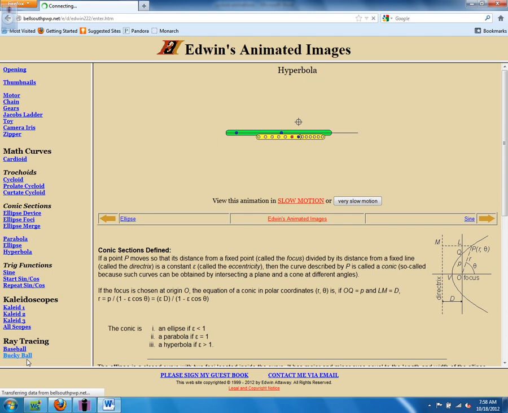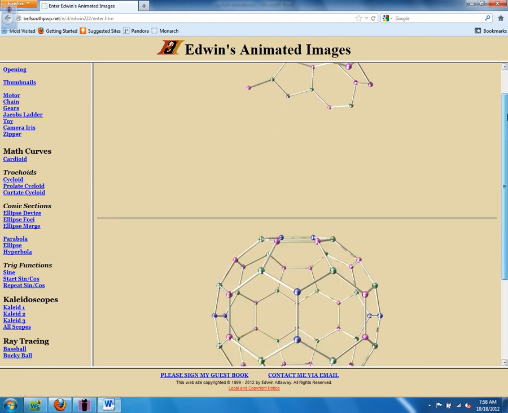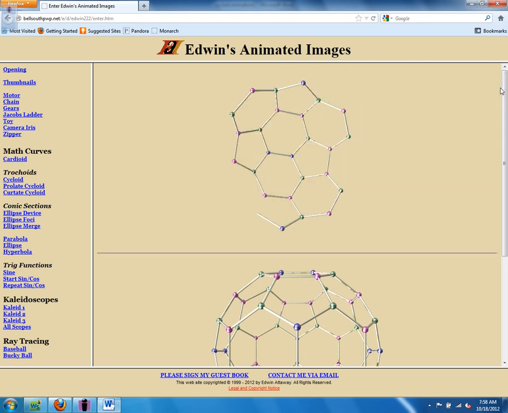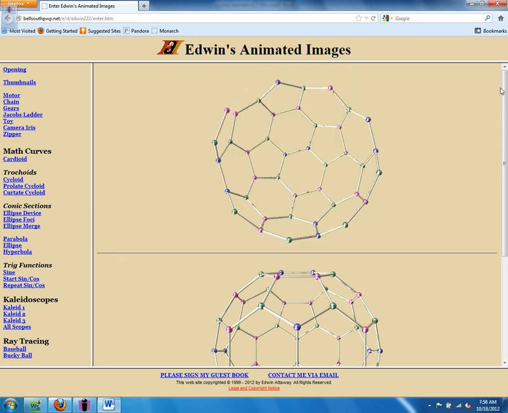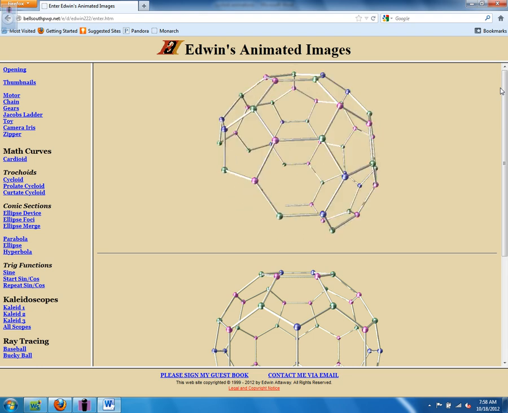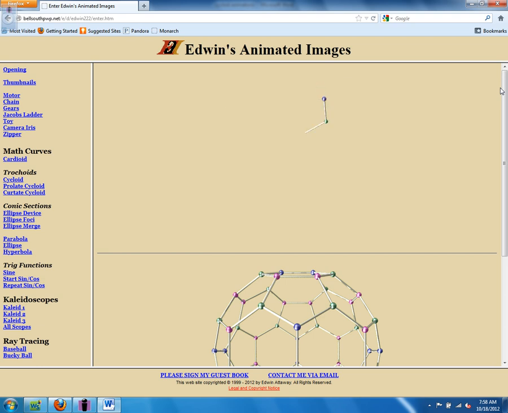Should we look at a ray trace buckyball? There's constructing a buckyball. He's building it and turning it. Yeah, this is a buckyball. All right. So that's all I had for you guys today.